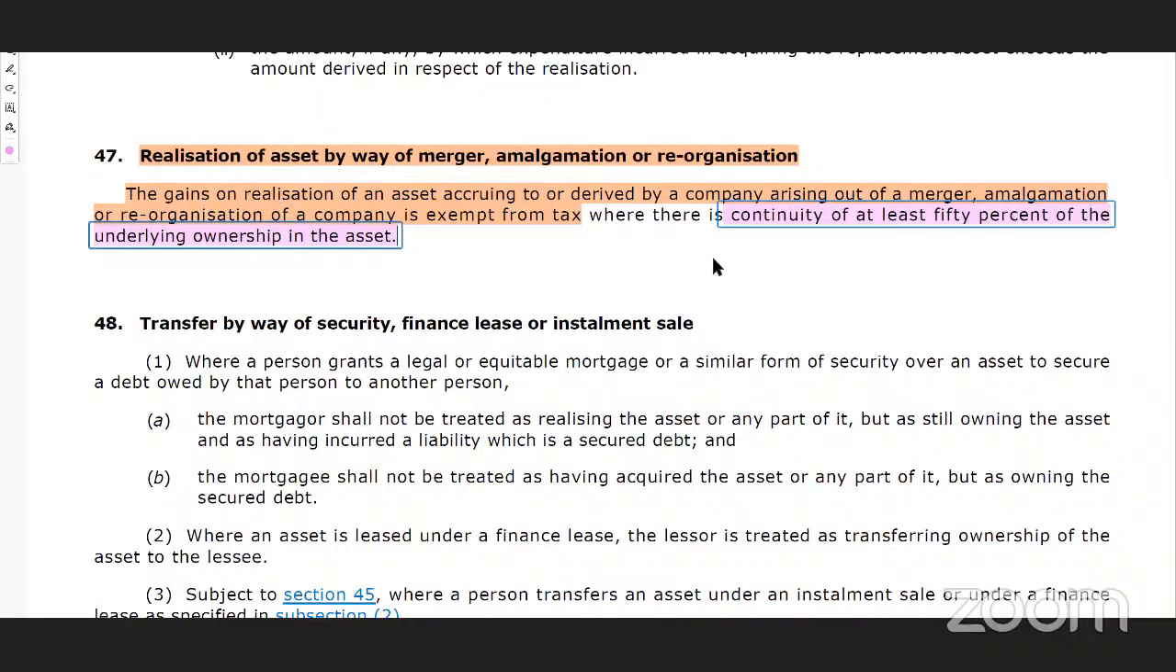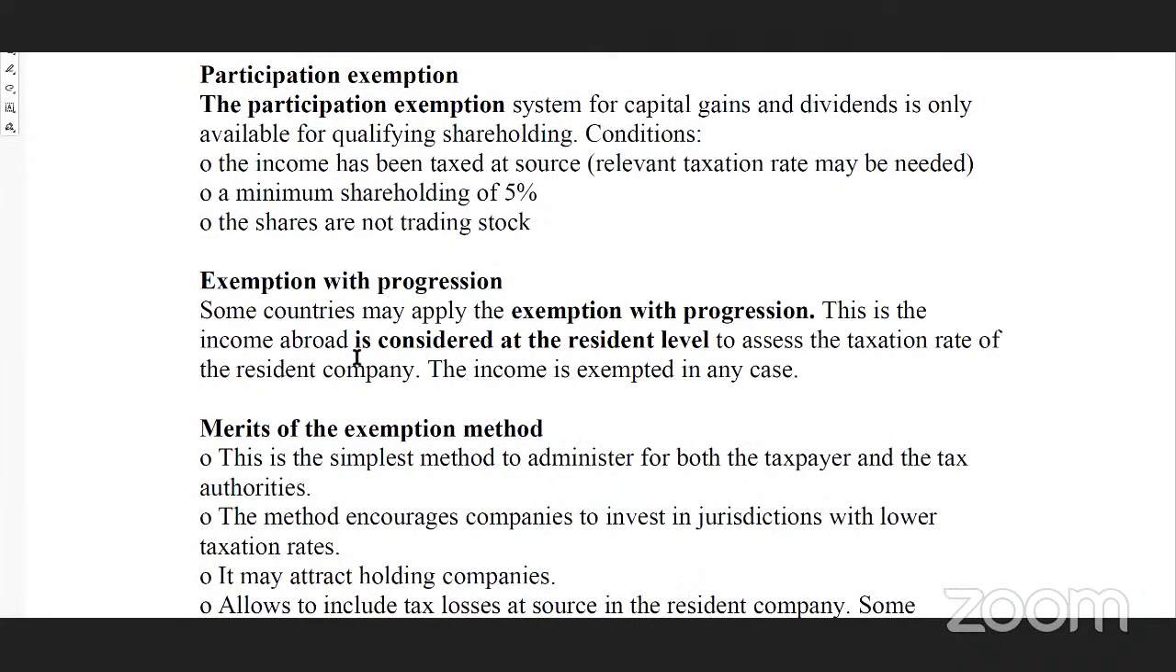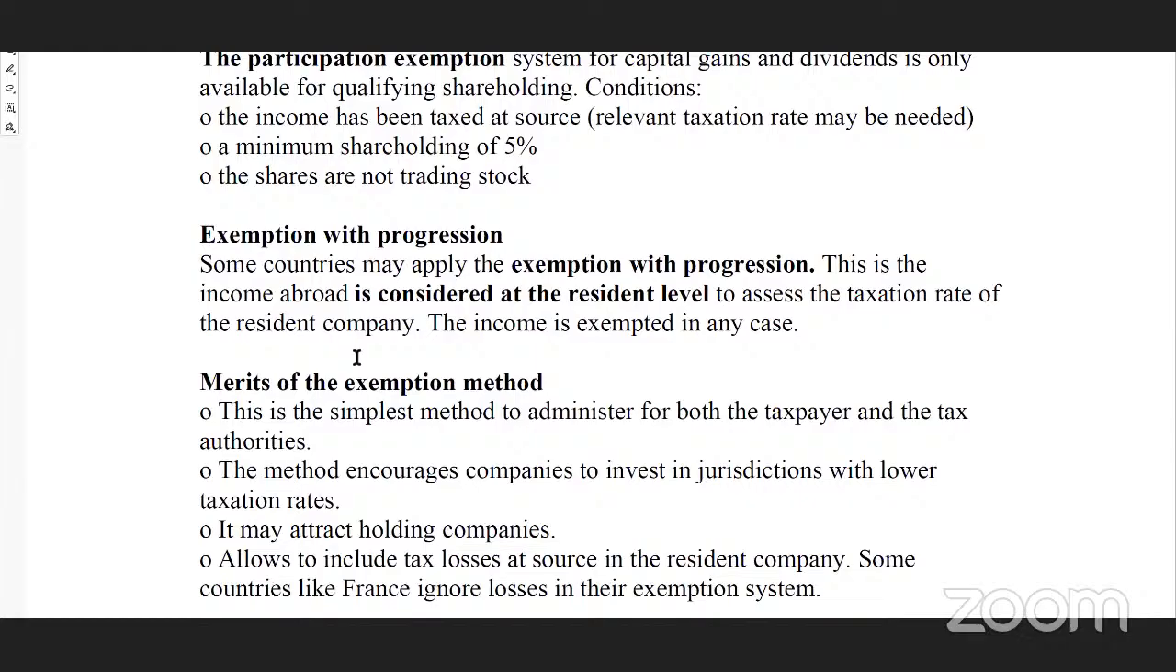All right. So what we do now is to go back and understand what we mean by exemption with progression. Exemption with progression is straightforward. This is what it means. You have brought some income to Ghana. We must first go and check our domestic law. If that income is actually exempt in Ghana, then we exempt you. Did it make sense?